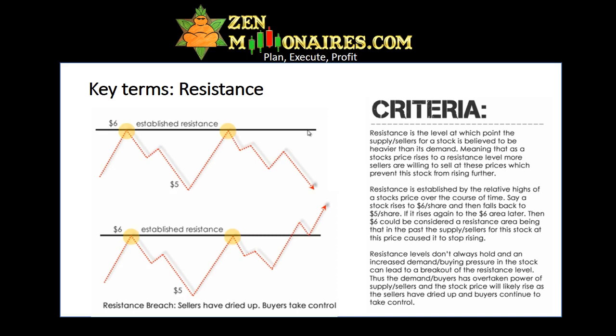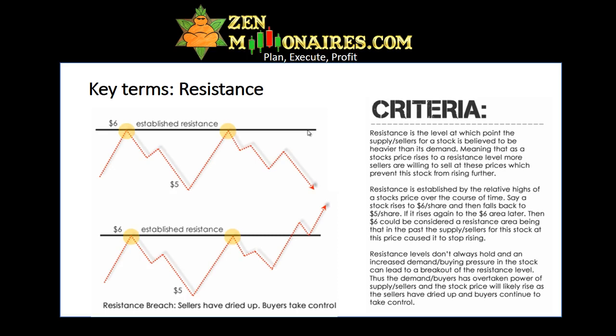And this is created by the algorithms that big companies have done on these companies. The resistance is then established by the relative high of a stock price over the course of time. Say, for example, on the picture, the stock rises to $6 a share, and then it falls back to $5. If it rises again to $6 a share later, then $6 could be considered the resistance area, which in the past, the supply sellers of the stock at this price have caused it to stop rising.